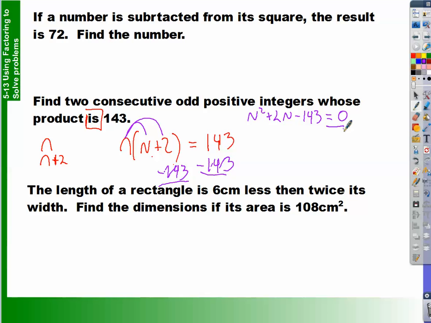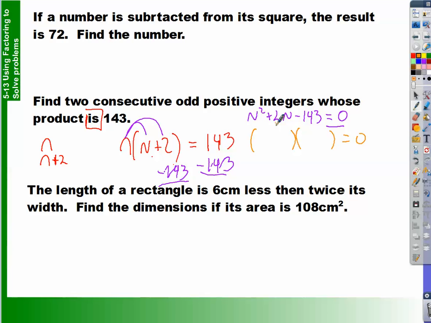So, go ahead and factor it. Stand up when you have the answer. Now, while the class is working on this, you see that there's no common monomial because there are no n's. 143 is not a perfect square. So again, in this circumstance, you're looking at a factor sum table. So you're looking for two numbers that multiplied together equal negative 143, but added together equal positive 2.